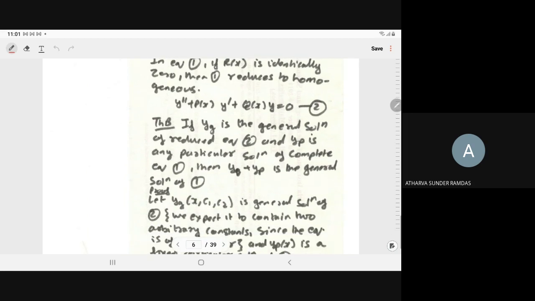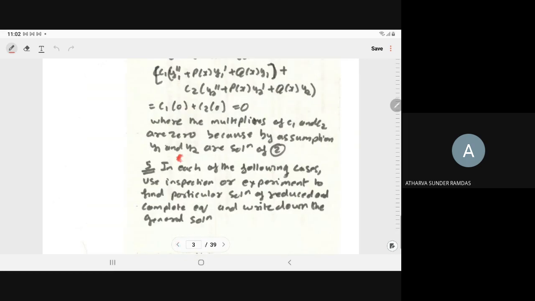If yg is the general solution of the reduced equation, meaning the homogeneous equation, and yp is any particular solution of the complete equation, then yg plus yp is the general solution of the complete equation. That is the structure of the solution. For determining the solution of the non-homogeneous differential equation, we have to compute the general solution of the homogeneous equation and a particular solution of the non-homogeneous differential equation. Then we have to add them up.